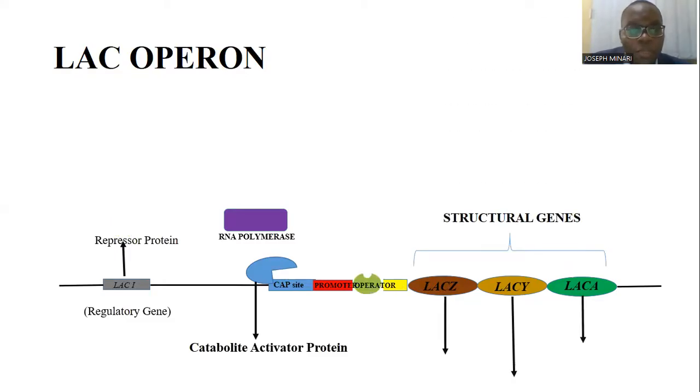When LAC-I expresses the repressor protein, the repressor protein binds on the operator. And whenever it binds on the operator, the RNA polymerase will not have access to the region from which expression should commence downstream. And so there will not be expression of LAC-Z, LAC-Y, or LAC-A.